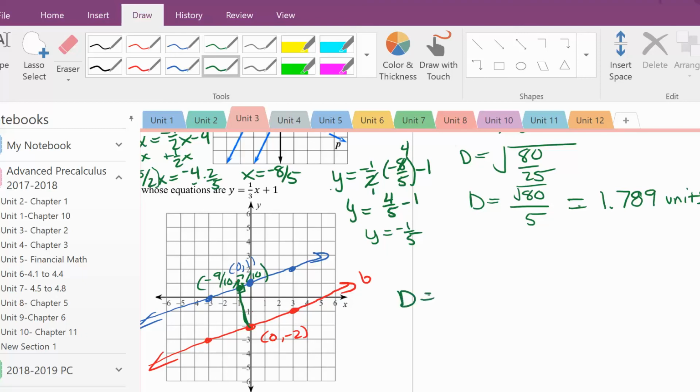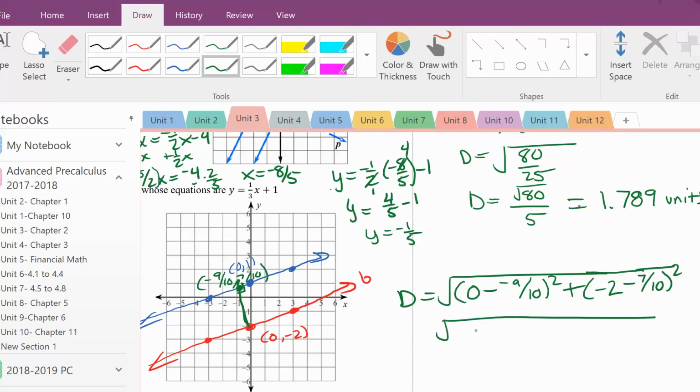So the distance is 0 minus -9/10 squared plus -2 minus 7/10 squared. So the square root of 9/10 squared plus -2 is -20 minus 7, so -27 over 10 squared.